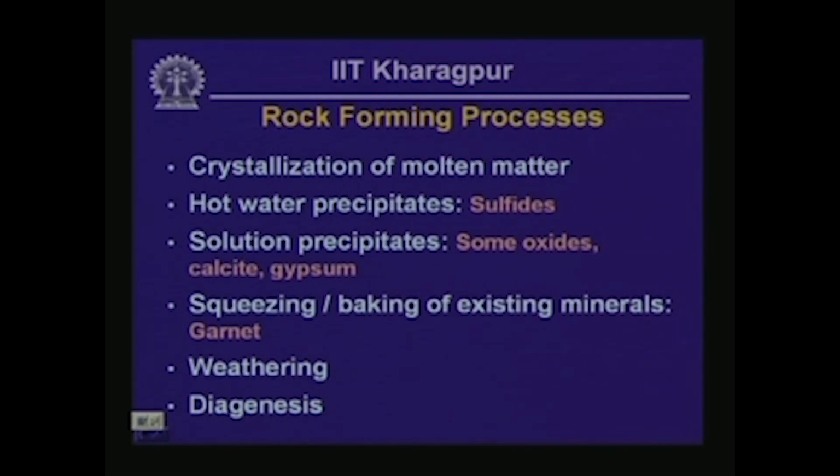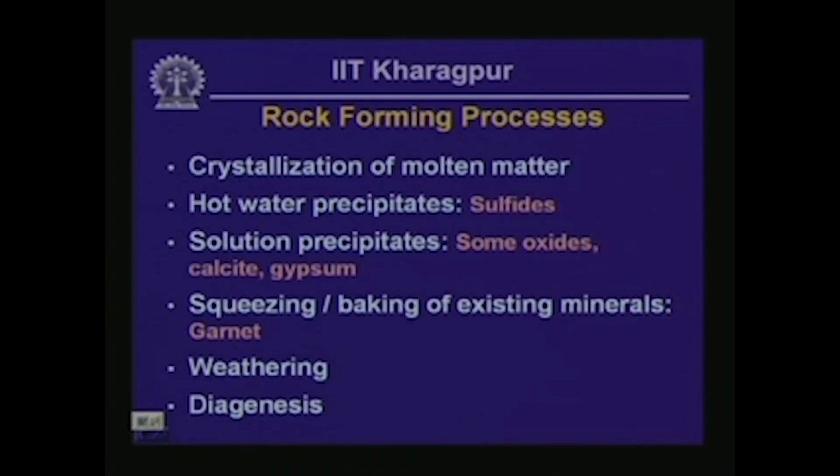Now, the second rock forming process which we have indicated here is the process of precipitation from hot water. The sulfide minerals, a class of minerals which are chemically sulfide salts of different anions, many of them get precipitated out of sulfide rich water which was originally very hot, and upon cooling they get precipitated out of the water.